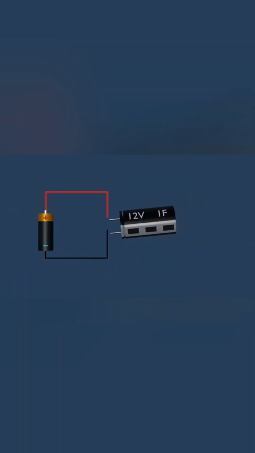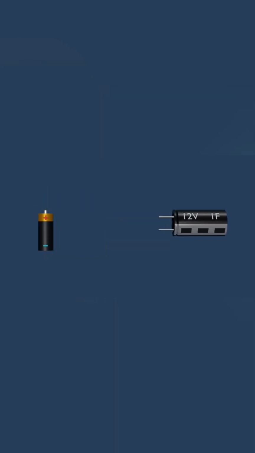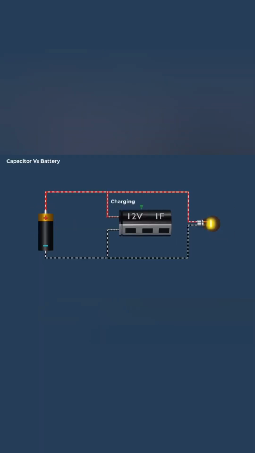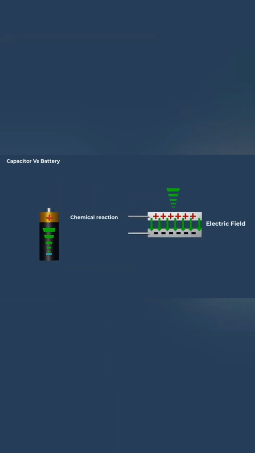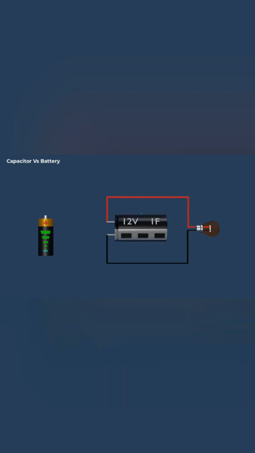A capacitor is a device that stores electrical energy in the form of electric charges on its plates, similar to a battery. Capacitors and batteries are both energy storage devices, but they store and release energy in different ways. Batteries store electrical energy through chemical reactions, while capacitors store electrical energy in an electric field. This means that capacitors can store and release their energy much faster than batteries, but they cannot store as much energy as a battery does.